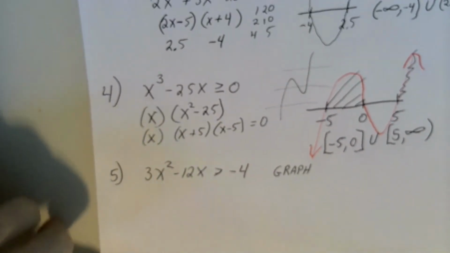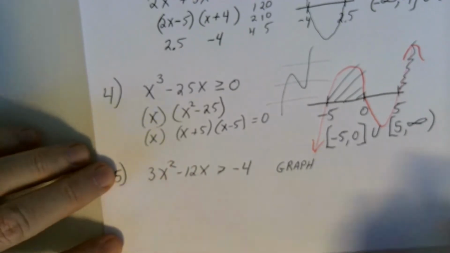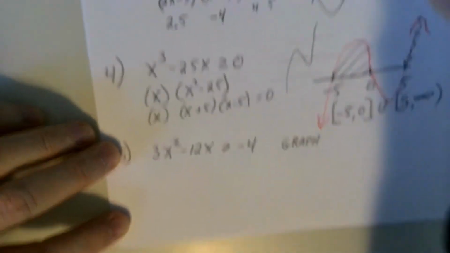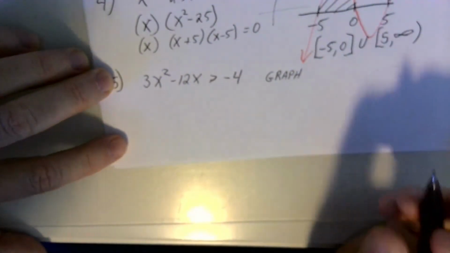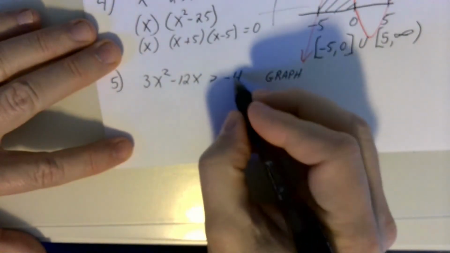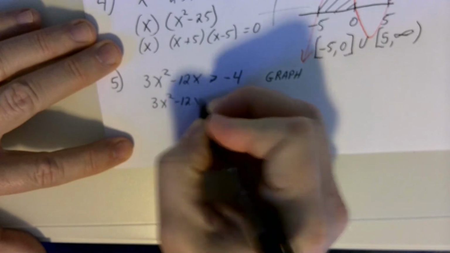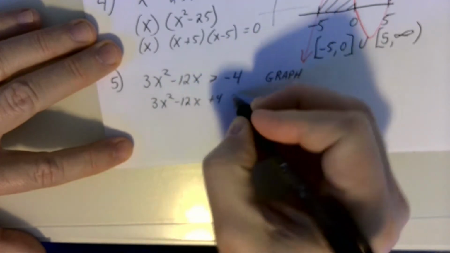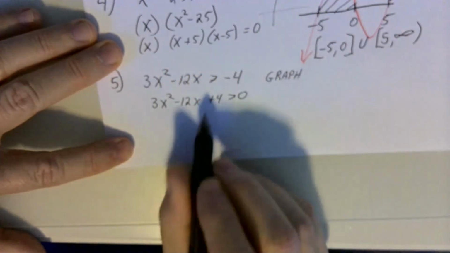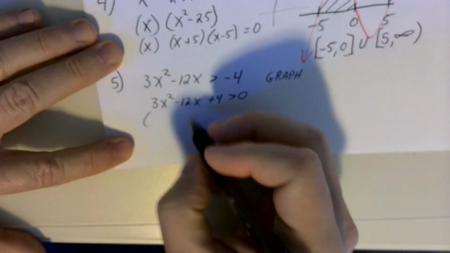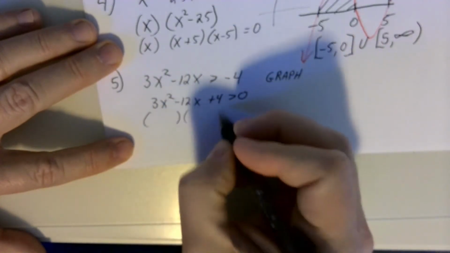Okay, so let's go ahead to this one right here, and I'm assuming you just graphed it. So I'm going to try this one out again, set it equal to 0. So I got 3x squared minus 12x plus 4 is greater than 0. I'm going to see if I can factor it. I don't know if I can factor it or not.